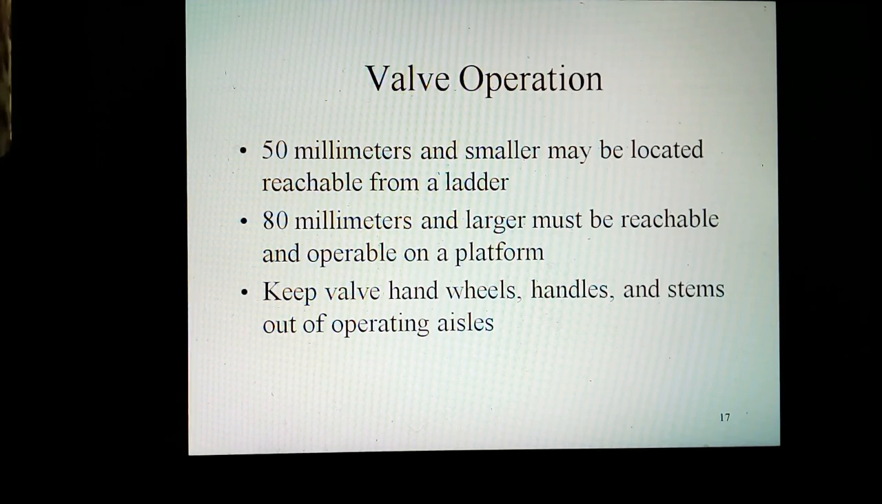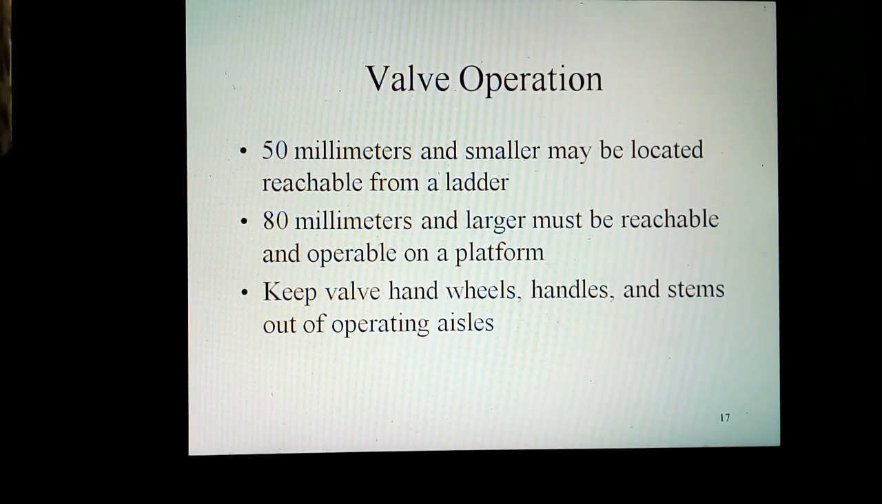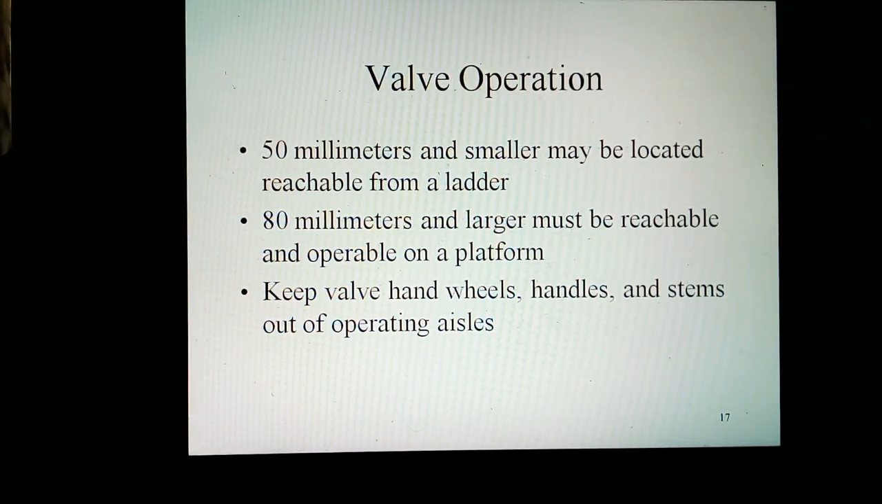The center line of handle or handles on block valve used for shutdown only, located less than 15 feet or 4.5 meters above high point of finished surface, and those located in pipeways, may be accessible by portable ladder. The center line of handle or handles on block valve used for shutdown only and located over 15 feet or 4.5 meters above high point of finished surface, except those located in pipeways, should be operable from permanent ladder or platform. In general, keep valve hand wheels, handles, and stems out of operating aisles.